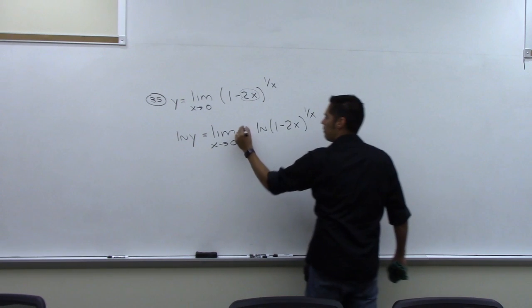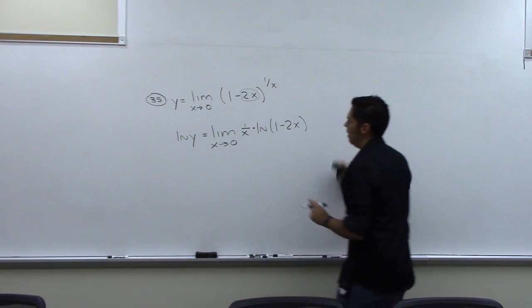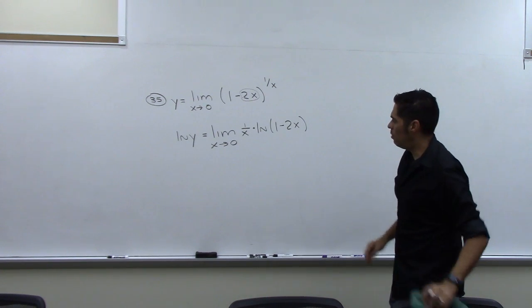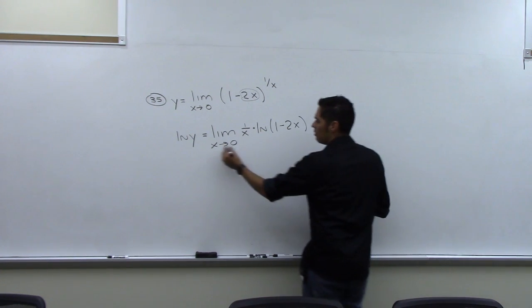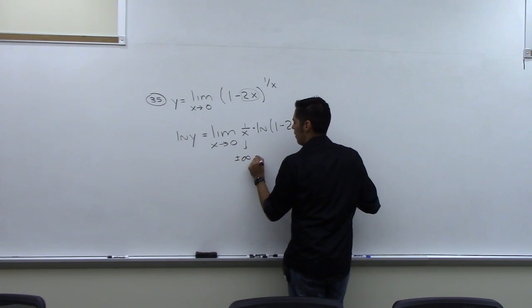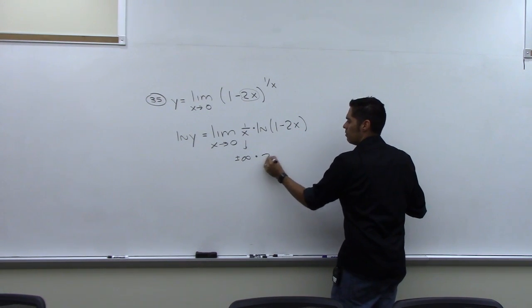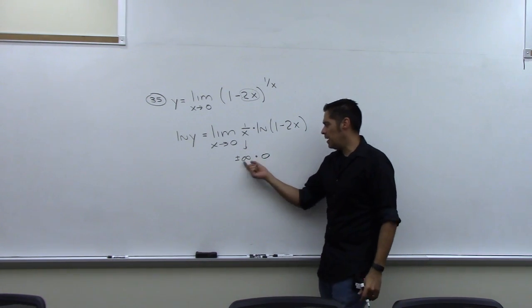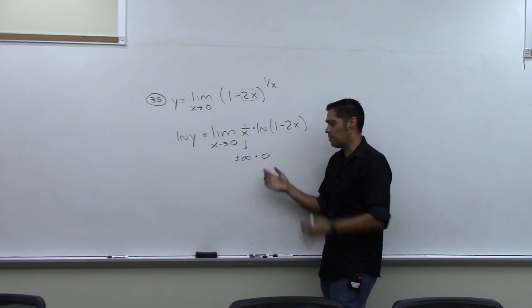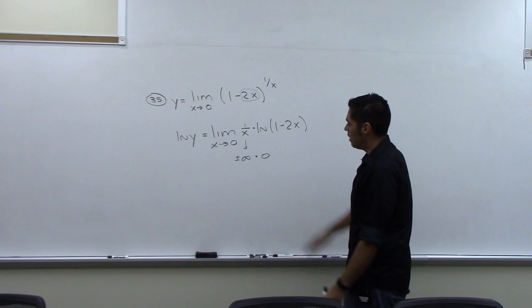When I drop that out front, I get 1 over x times that. So what happens here? As x goes to 0, this is either going to go to positive or negative infinity, depending on which side I come in on. And this right here, natural log of 1 is 0. So now it looks like either infinity times 0 or negative infinity times 0. Either way, that's indeterminate. But we know how to handle this.